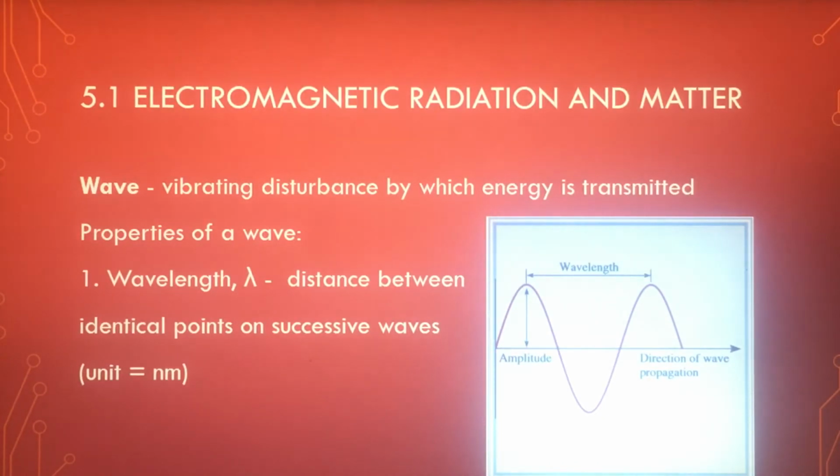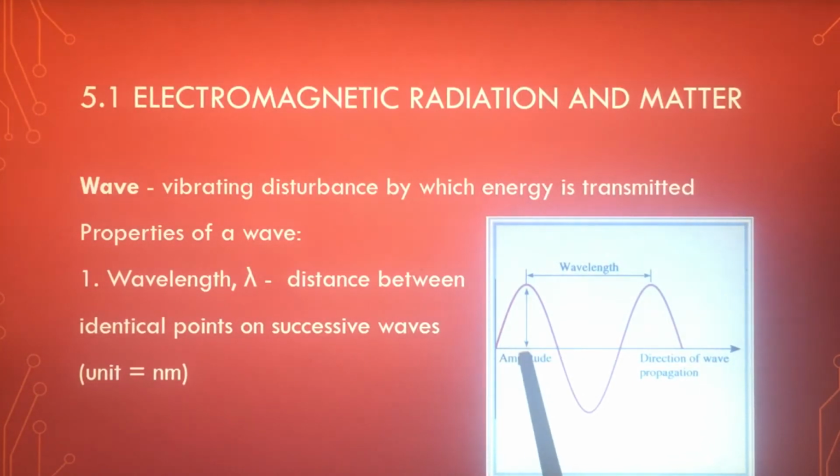Before we understand what radiation is, we first try to understand what a wave is. A wave, from the dictionary definition, is a vibrating disturbance by which energy is transmitted. For example, this one is a wave, with this curvature. This point has a certain energy, then when it goes to this point on the curve, it will be transmitted, and that vibrating disturbance is called a wave.